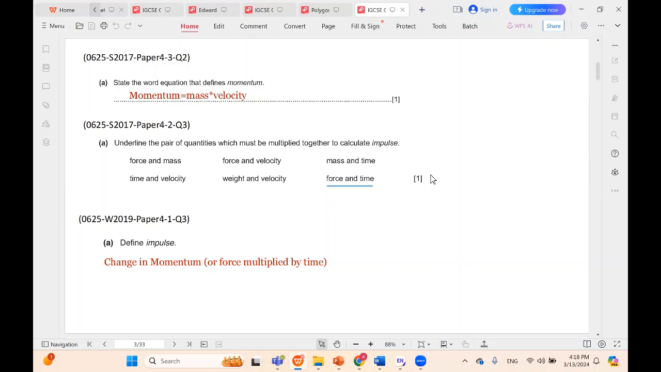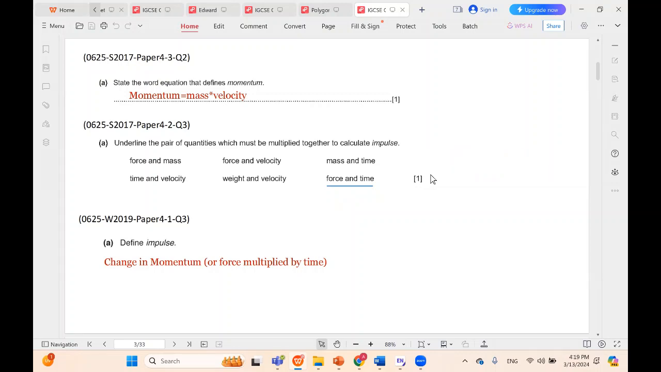In question 2, we are required to underline a pair of quantities which must be multiplied together to calculate impulse. So impulse is the change in momentum, and it is equal to force and time. So force multiplied by time, I equals F times T. This gives us the impulse.